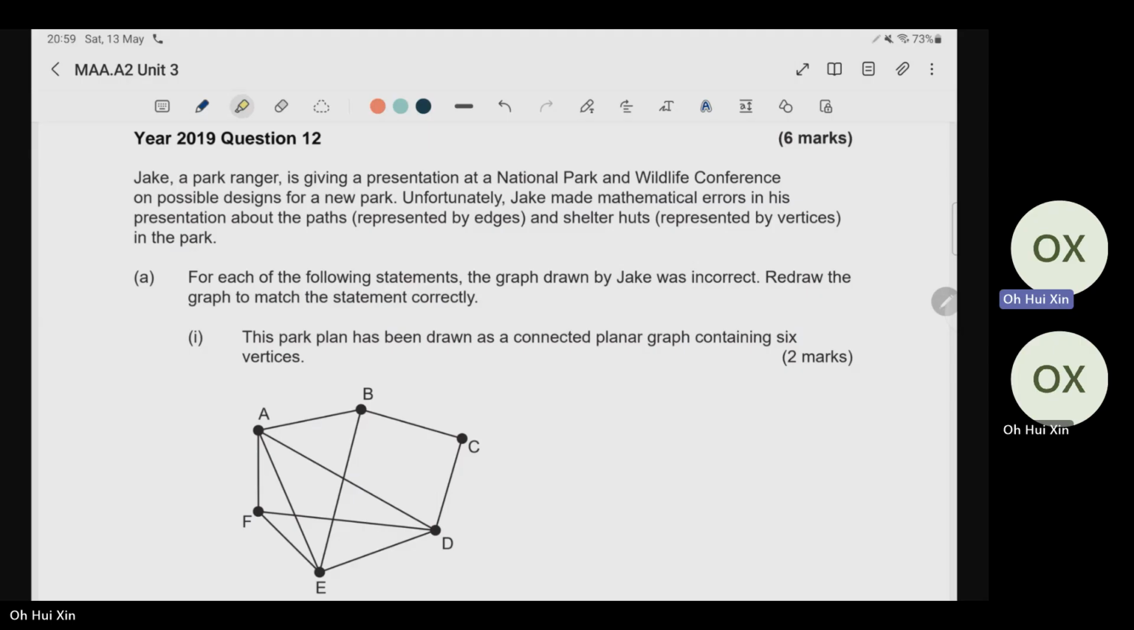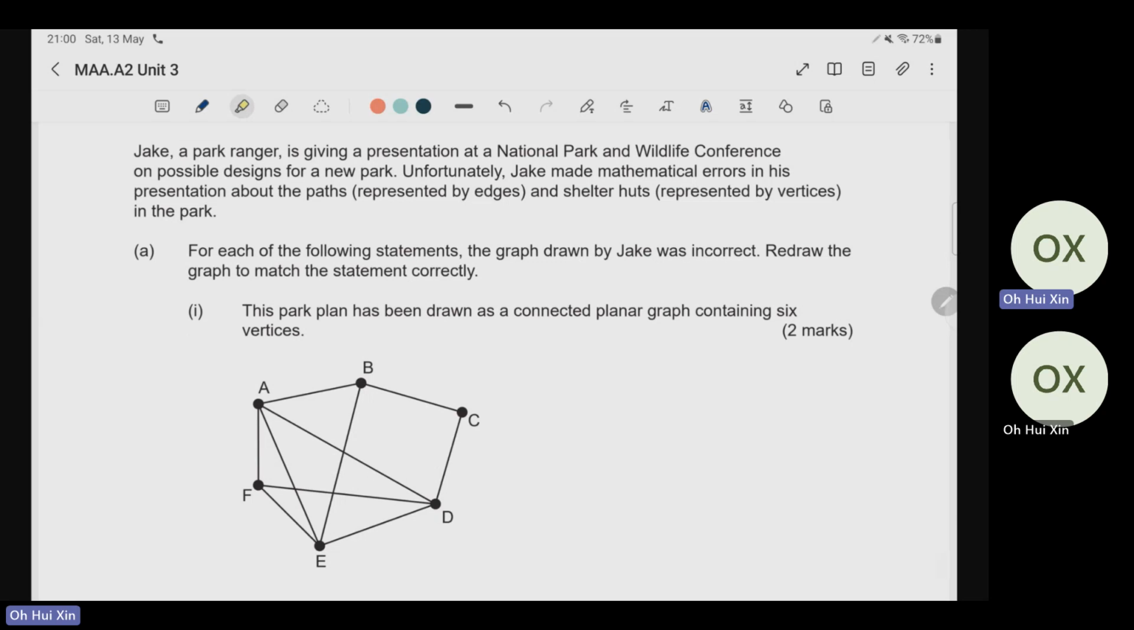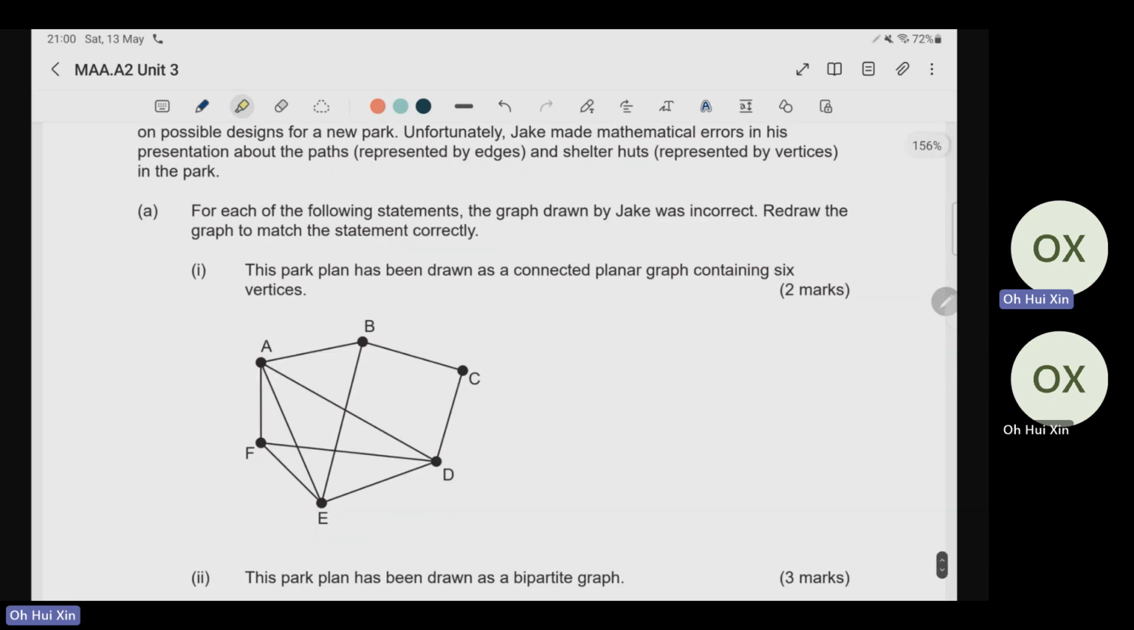All right, the last one here. So year 2019, question 12. Jake, a park ranger, is giving a presentation about the design for a new park. Unfortunately, it is given that Jake makes some errors in the presentation about the paths and also the shelter huts. So for each of the following statements, the graph drawn by Jake was incorrect, and the question asks you to redraw.